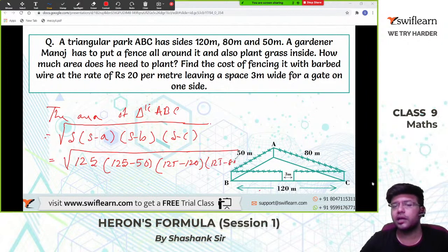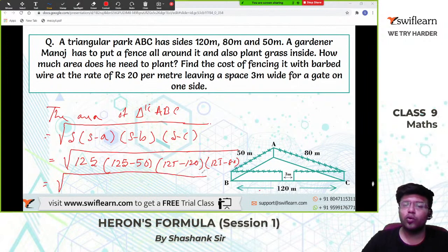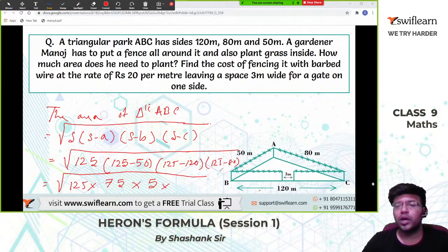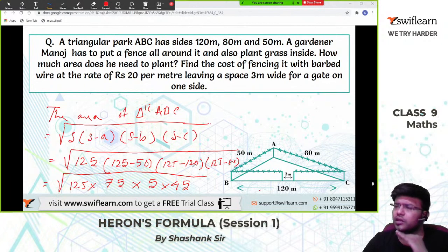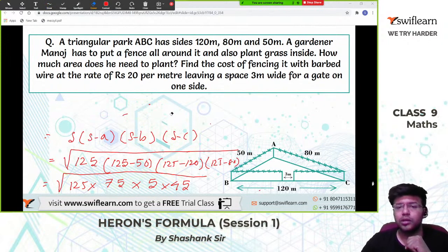125 minus 80. Now this is equal to what? This is equal to square root of 125 into 125 minus 15. Okay, so it is 75. 125 minus 20 is 5 and 125 minus 80 is 45. Now split these numbers so that it will be easy for us to calculate the square root.